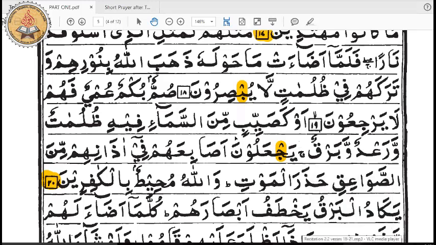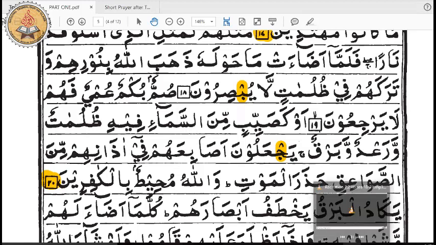أو كصيب من السماء فيه ظلمات ورعد وبرق يجعلون أصابعهم في آذانهم من الصواعق حذر الموت والله محيط بالكافرين يكاد البرق يخطف أبصارهم.